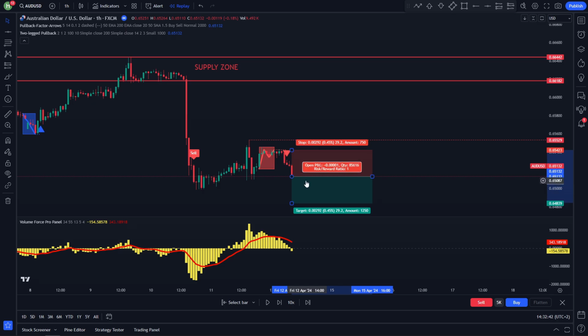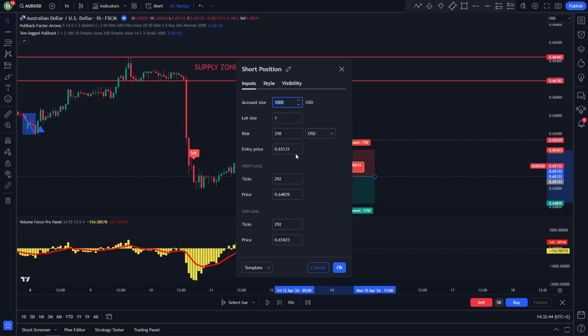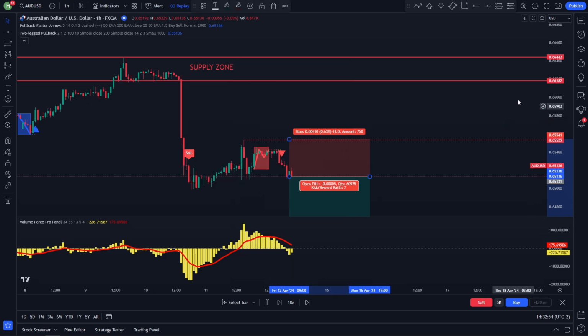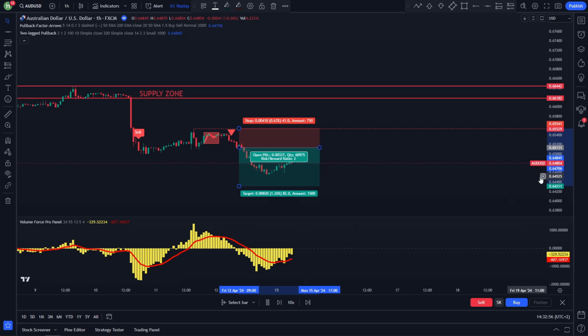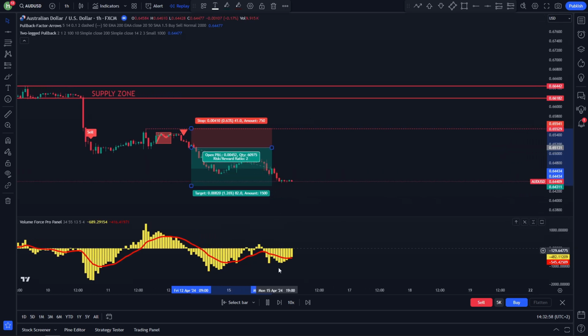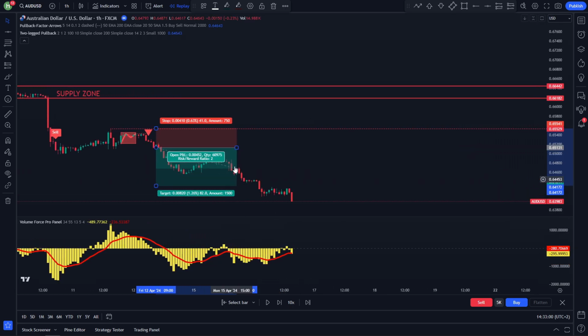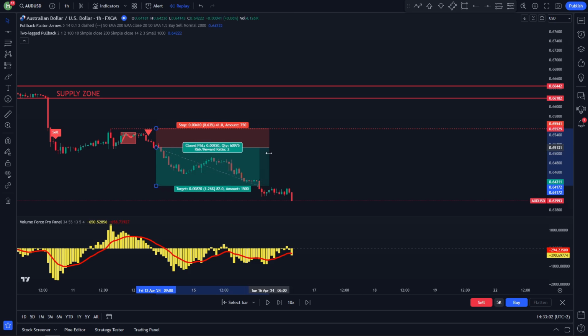For the sell trade, I will place my stop loss a couple of points above the recent swing at 41 pips and aim for double the return at 82 pips. This gives me a risk to reward ratio of 1 to 2. We can avoid getting stuck in sideways markets by waiting for our volume force pro to detect enough momentum for the trend to play out.